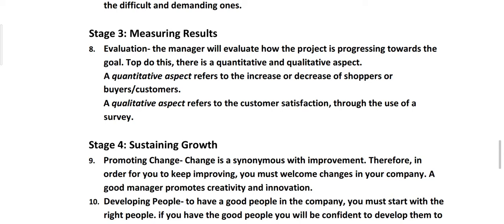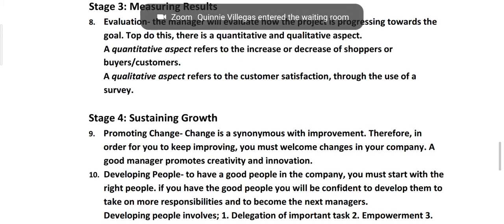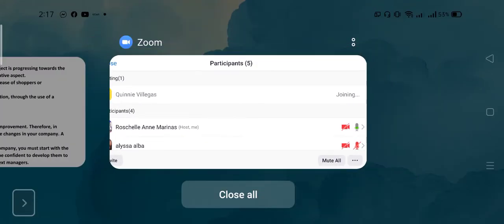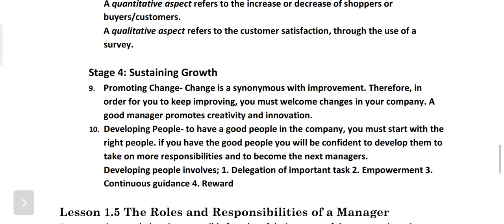Qualitative aspect, it refers to the customer satisfaction through the use of a survey. So this one is all about the product or the service mismo na ginagawa, the quality of your product or the services that you were providing. So usually ito ay ginagawa, 'di ba? Merong mga kinukuha yung comments or feedbacks, mga ganyan. Okay, so through the use of e-surveys.